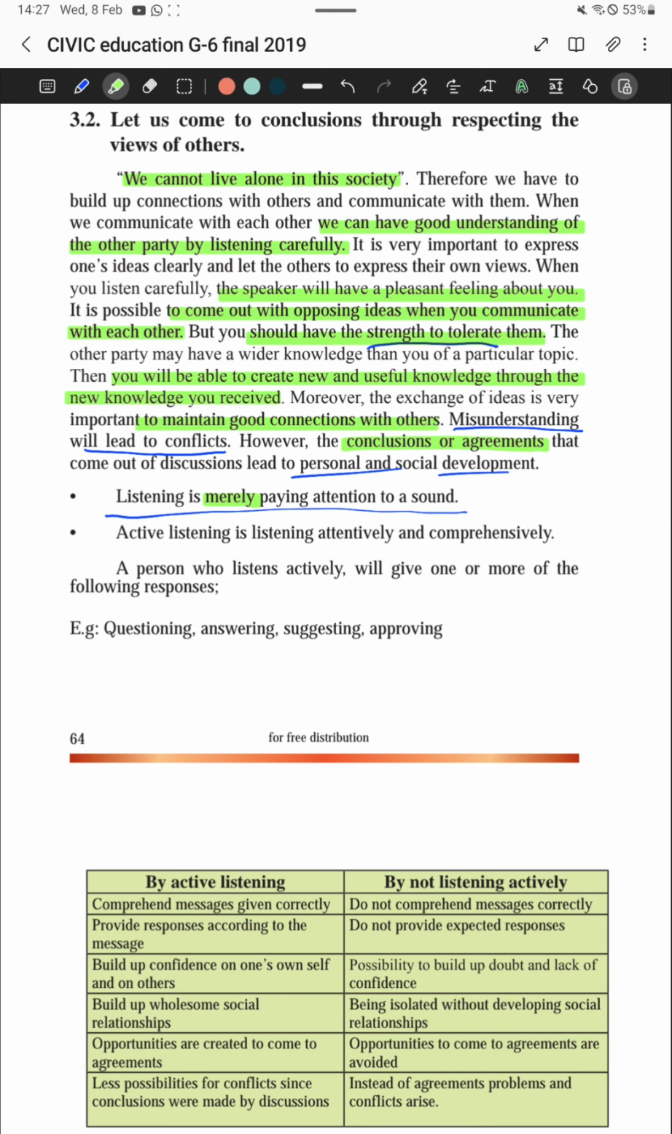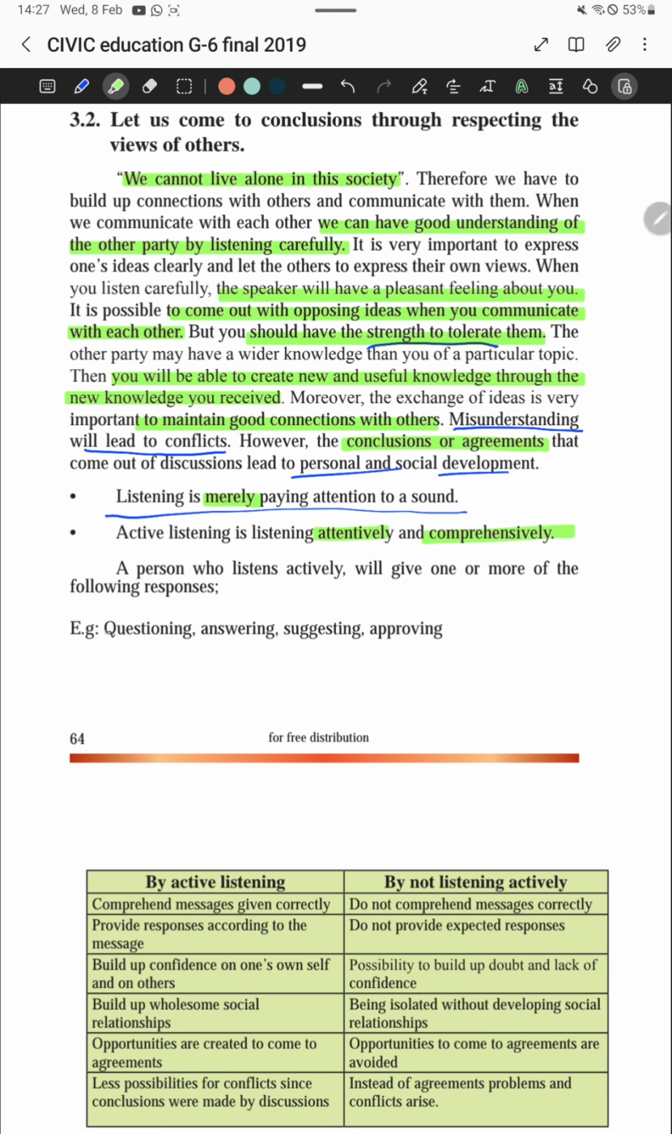And active listening is something else. Anybody can listen, but active listening means your listening is attentive and comprehensive. You are listening not just to listen, but to get something from it. That is why it says active listening means listening attentively and comprehensively. A person who listens actively will give one or more of the following responses. If you are in school, when your teacher is teaching, and you are a good listener, you will do these things.